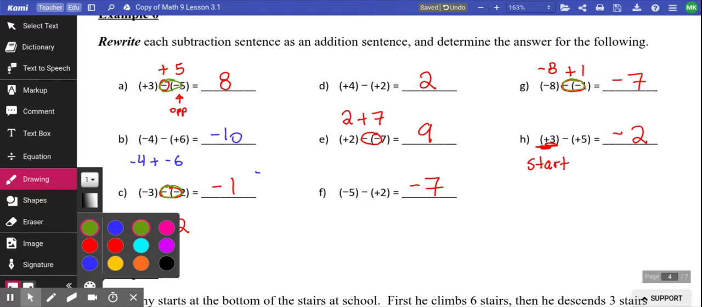So if you look at G, for instance, the negatives have nothing in between them. There's no number in between them. So 2 negatives make a positive. That becomes negative 8 plus 1.